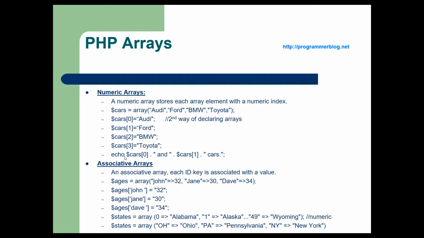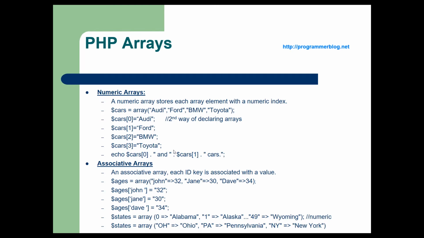To access a value inside an array, we have to use the index inside the brackets. To access the first value in an array, we will specify 0 inside the brackets, and to access the second, we will specify 1 inside the brackets, and so on.